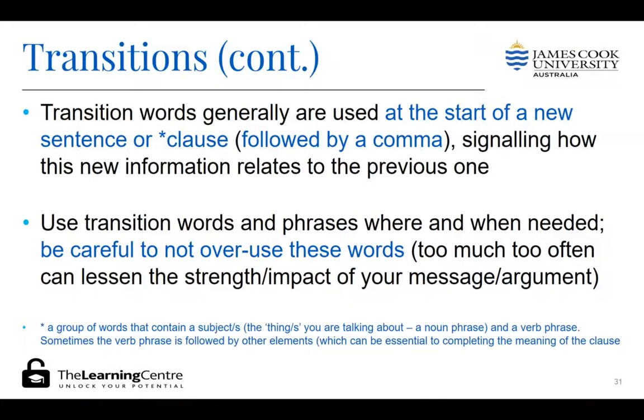Transition words are generally used at the start of a new sentence or a clause followed by a comma, signaling how this new information connects to or relates with the previous information. So transition words and phrases are used where and when needed. Authors are careful not to overuse these words because too much or too often can lessen the impact of the message or the argument, but they do help us to guide our reading.